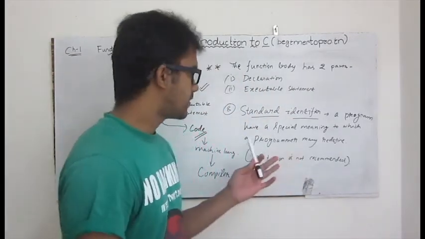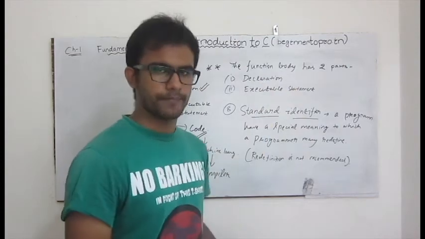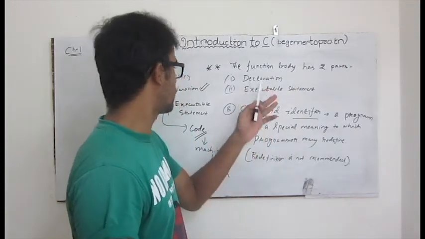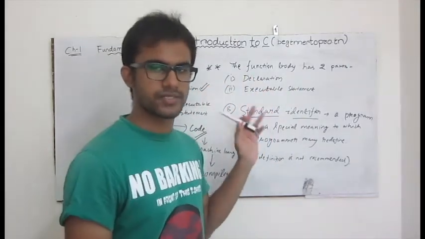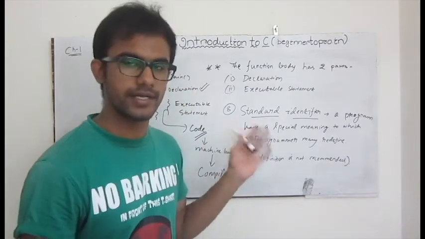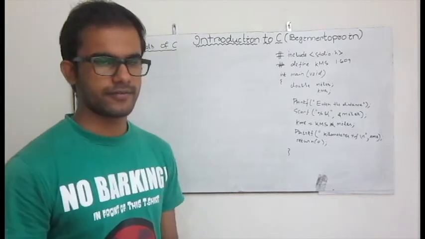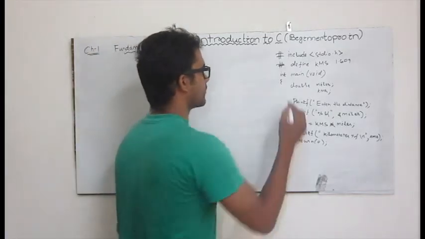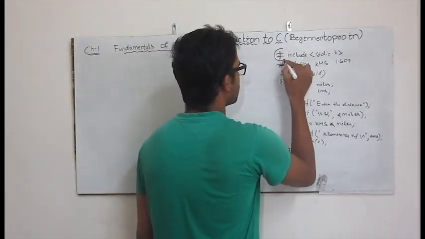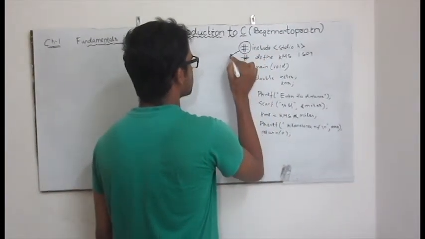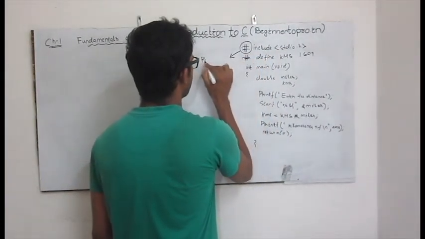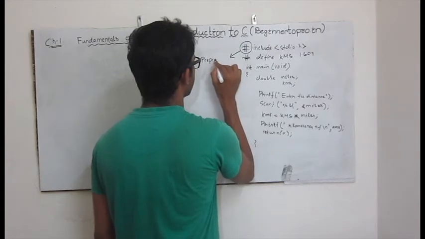In the next part, I will write a sample program. There I will show you the theory parts which we have discussed earlier. So our first part is preprocessor directive. What is a preprocessor directive? A C program line beginning with hash is called a preprocessor directive.